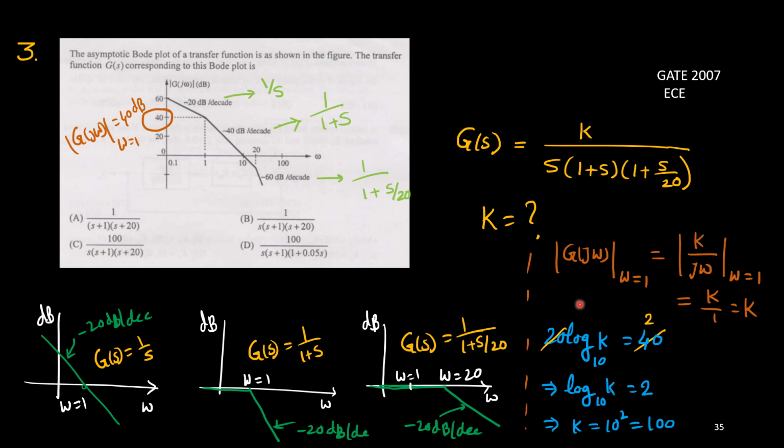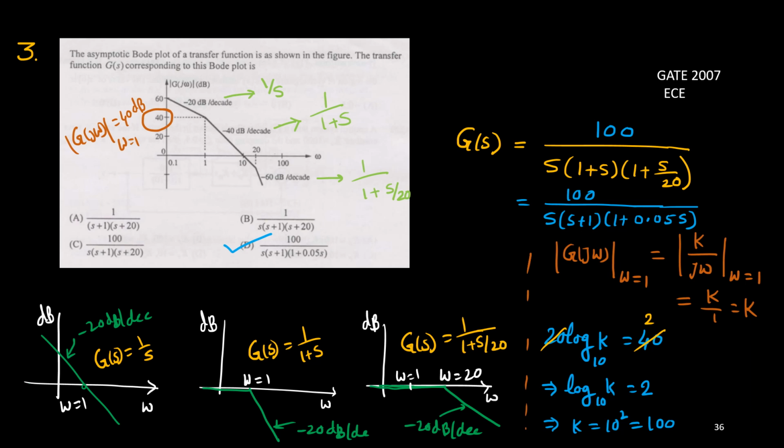So this k value I can replace with 100. If you simplify it, this is 100 times (1 plus s by 20), meaning 1 plus 0.05 s. Thus the answer D is correct. It's simple. It's very easy to find the k value.